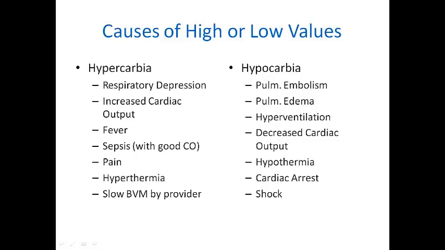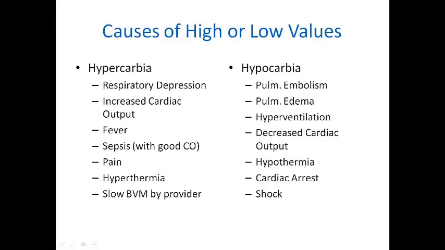Hypocarbia is associated primarily with states of either low metabolic rate or low cardiac output. Pulmonary embolism is a blockage of this, and although we may have good cardiac output, we might not be getting the CO2 gases to portions of alveoli because of the blockage that can be offloaded through ventilation.